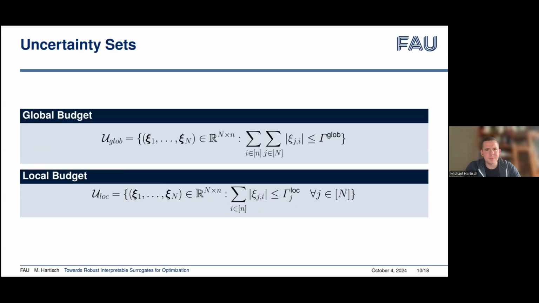So what did we consider for the uncertainty set? So we did consider 2 different types of budgeted uncertainty sets. So the first case is, well, we have a global budget, and the adversary can use this budget on all scenarios, however he likes to do. And we have a local budget where we have a local gamma for every scenario, where in this case the adversary can use this budget just for every single scenario.